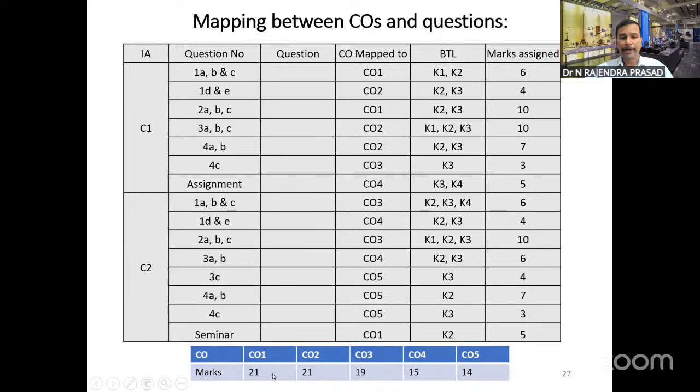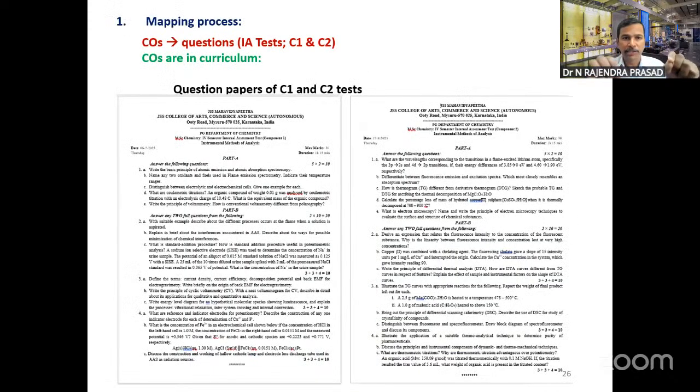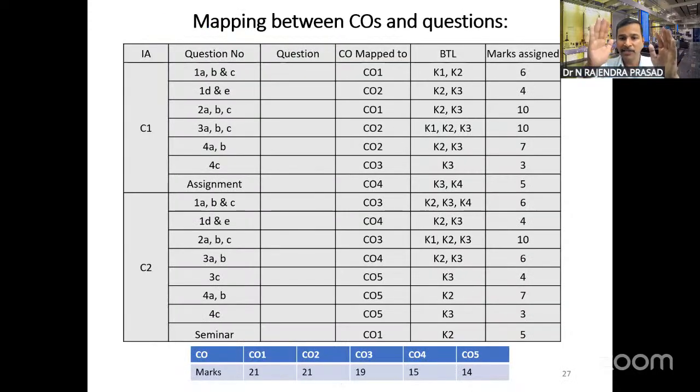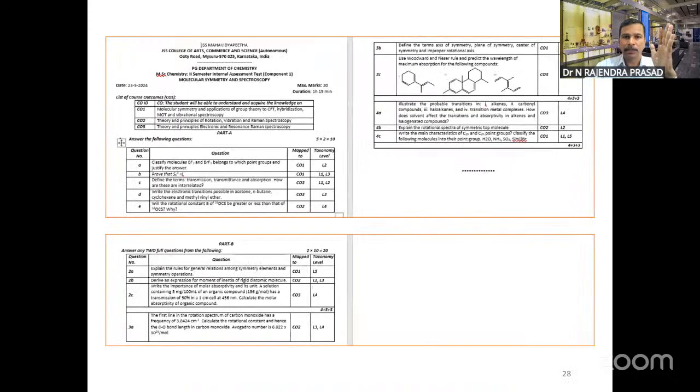In total, CO1 has questions for 21 marks, CO2 for 21 marks, CO3 19 marks, CO4 15 marks, CO5 14 marks. This question paper is titled Instrumental Methods of Analysis. It has 5 COs. C1 and C2, two tests I have conducted. In the 2 tests, I have given questions related to all 5 COs, with marks 21, 21, 19, 15, 14 for CO1, CO2, CO3, CO4, CO5 respectively. Okay, this is the first step.